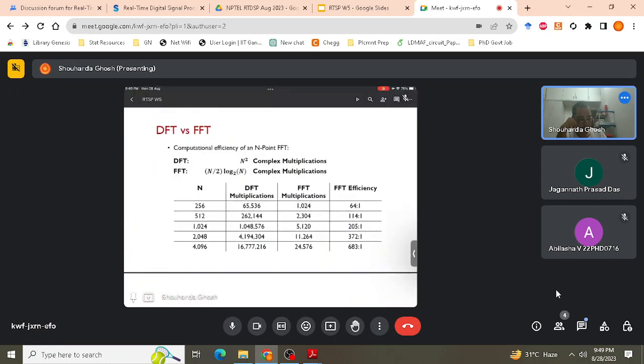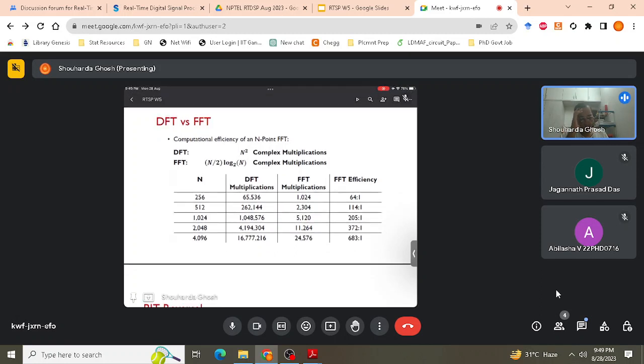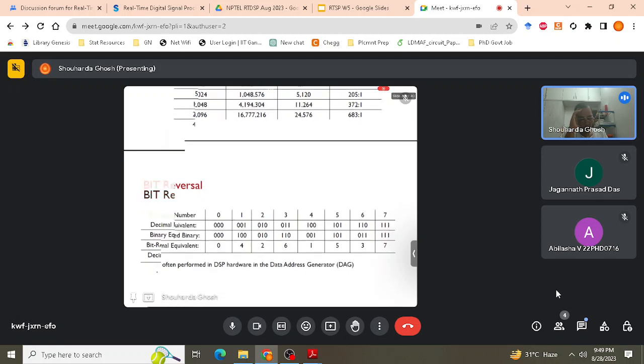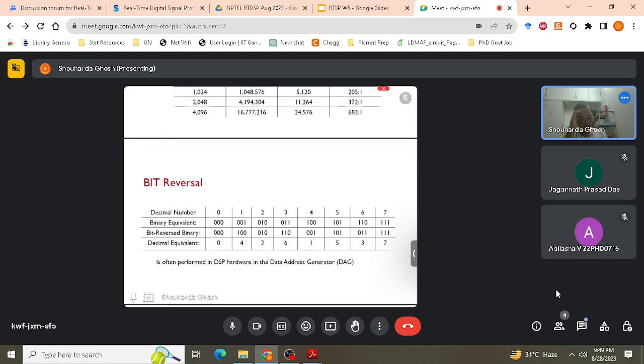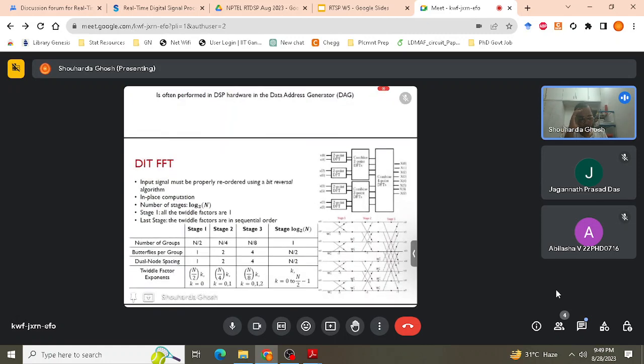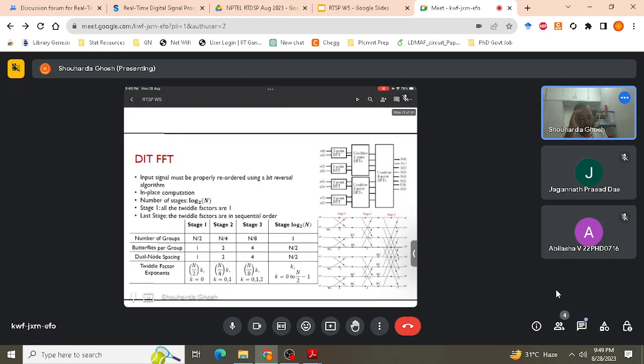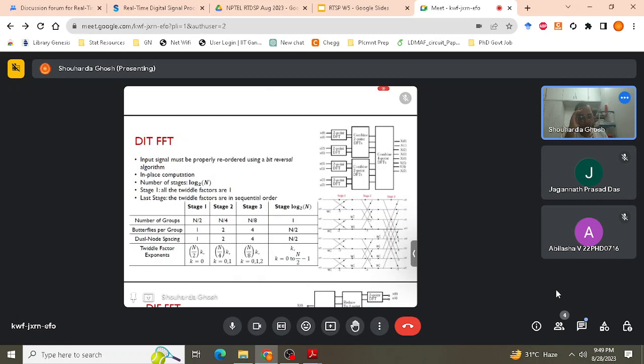So this is the DFT versus FFT efficiency. You can see that as your n increases, the multiplication ratio becomes higher and higher. The FFT becomes more efficient with higher values of n. This was the bit reversal that I was talking about, how you do the bit shifting and get the equivalent number. This is decimation in time, where you have the 2-point DFTs over here, and then they're combined into 4-point DFTs and so on. Okay, I hope these slides are available on the course website.